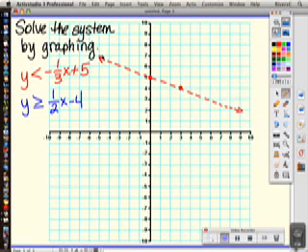Sorry. I also need to do my shading. It says y is less than negative 1/3 x plus 5. So am I going to shade above or below the line? Below the line. So I'm going to shade down here.